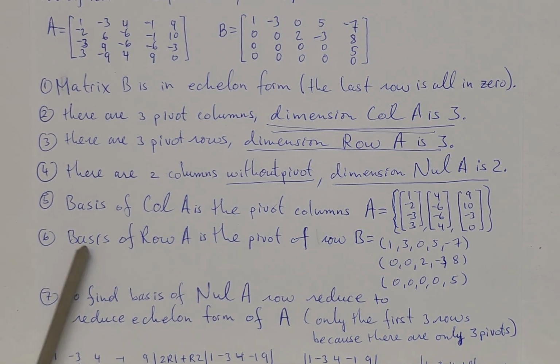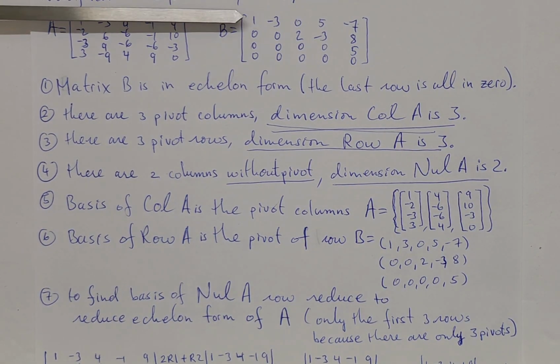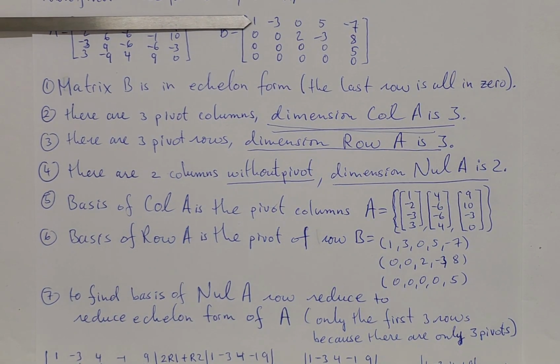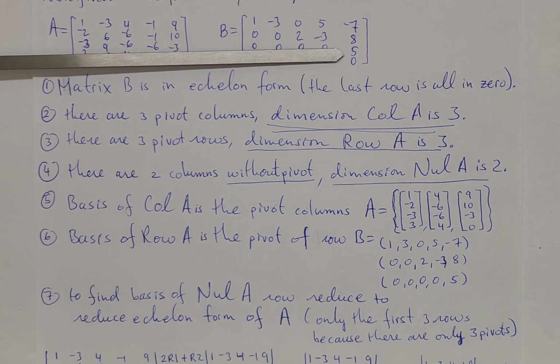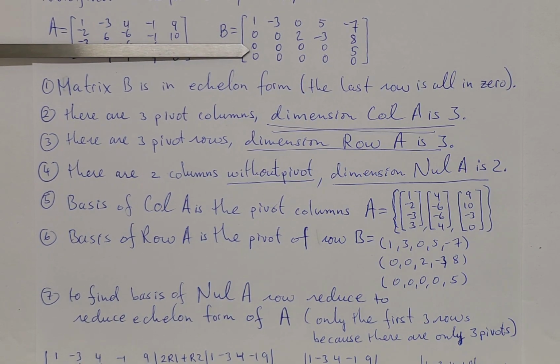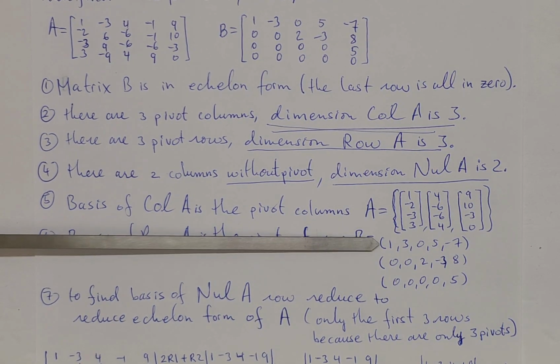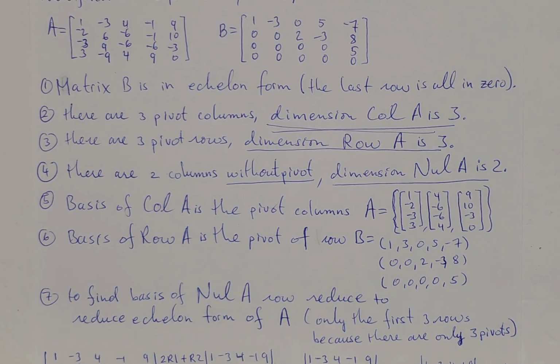Next, number 6, the basis of row A. We will use B. Here's the first row that has a pivot, here's the second, and here's the third. So we're only using the first row, second row, and third row, which I have here.